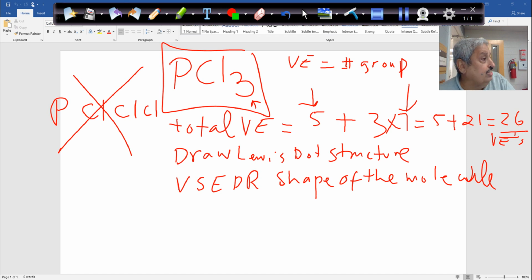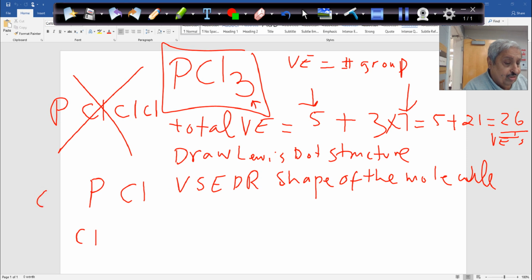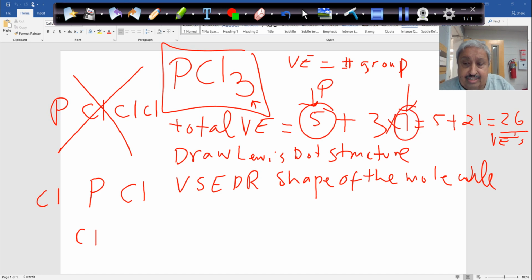The best thing is to keep them what? Spread out. Correct. So the chlorine will be here, the other chlorine here, the other chlorine here. Just spread them out. Those are electronegative atoms. They cannot be together. Then you have 5 electrons for phosphorus and 7 electrons for chlorine. So let's start with the chlorine.